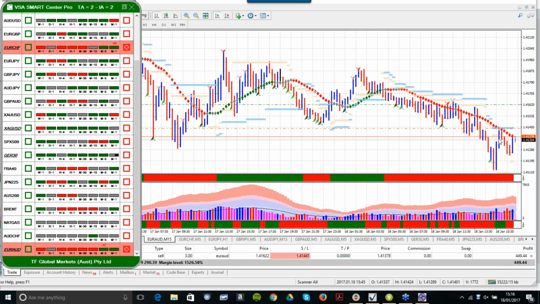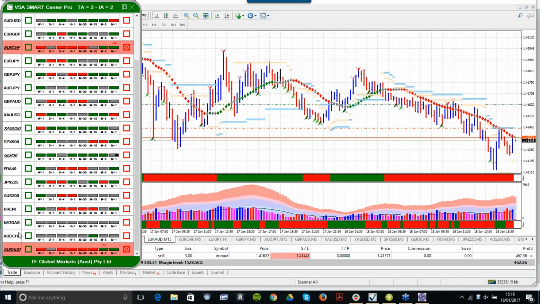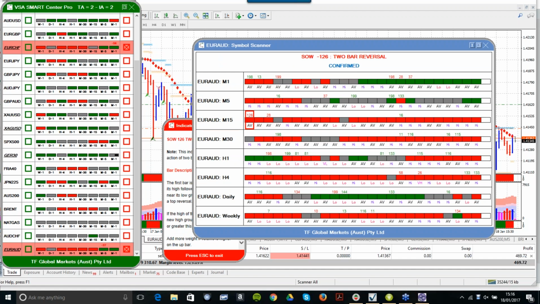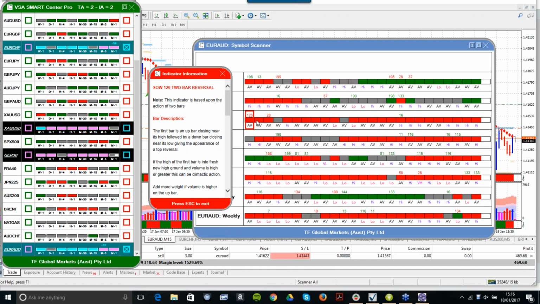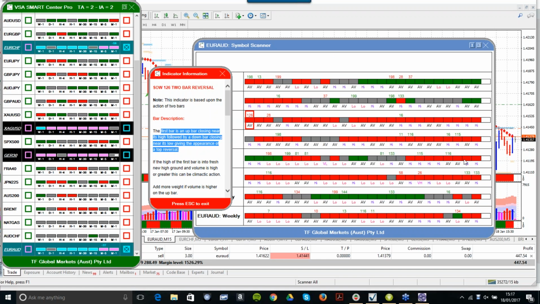This has now been removed with Smart Center Pro, because what we do is we're able to look at the trend of price, to look at the principal, to bring up the scanner, and then identify where the market is being reversed. A reversal, if we read the description box, which is causing this down move, the indicator is based upon the action of 2 bars. The first bar is an up bar. Let me define that for you. An up bar is a price bar that closes higher than the close of the previous bar.